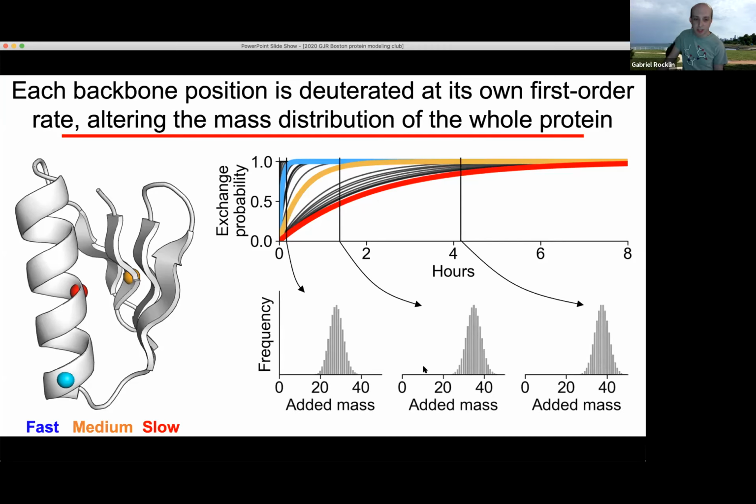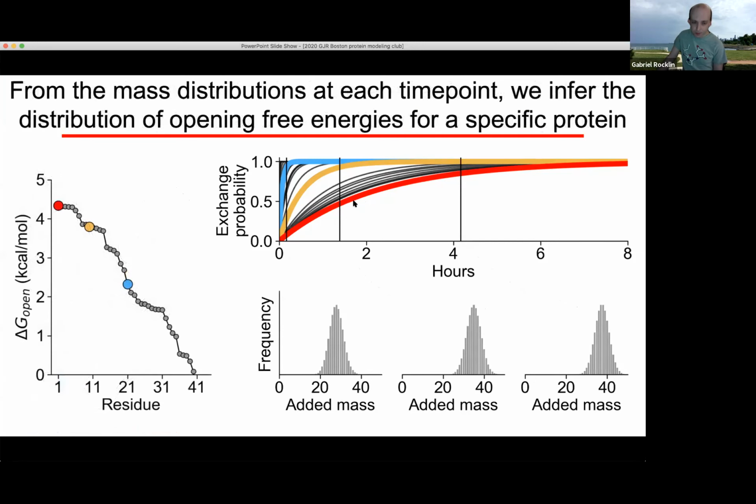And we see these time slices that describe the complete distribution of added mass units at all these different time points. And then what we do to fit the data is we take these mass distributions, and from these mass distributions, you can very accurately determine what all these rate constants are for all these first order decays. You cannot say which rate constant goes with what residue, but you can get the complete distribution of rate constants very accurately. And from those rate constants, you can convert that into the distribution of opening energies.